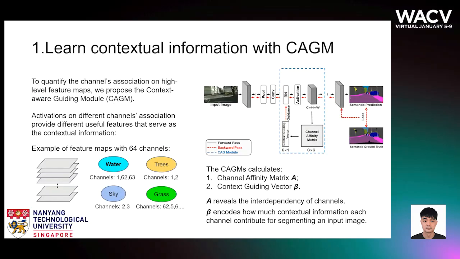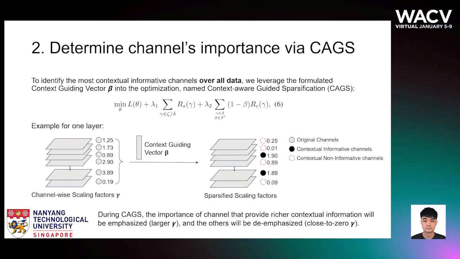For the first step, given an input image, the activations on different channels' association provide different useful features that serve as the contextual information in each layer. In the feature maps with 64 channels, the association of channels 1, 62 and 63 may provide the context of water, channels 1 and 2 may provide the context of trees. To quantify these associations on high-level feature maps, we propose the context-aware guiding module, which first computes the channel affinity matrix A, and second, the context guiding vector beta. The former quantifies the interdependency of channels and the latter encodes how much contextual information each channel contributes for the prediction.